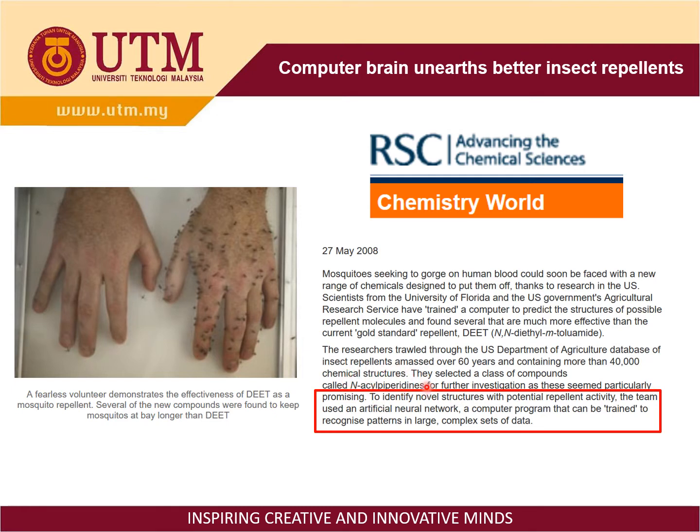So the main basic group is N-acyl piperidines. These are used to identify novel structures with potential repellent activity. Finally, from the trained data, the 40,000 data with activities, they got a possible new structure of a repellent that exceeds the gold standard repellent. It means it is better than the gold standard, better than the best. So you can see here that with a computer, machine learning and knowledge from previous data, we can form new drugs or new inhibitors, something that can solve chemical problems.